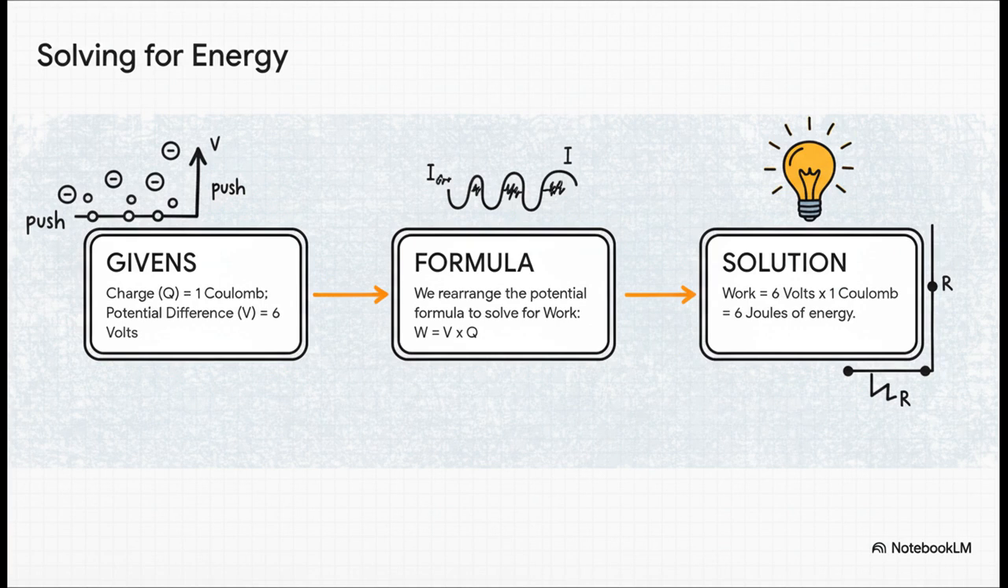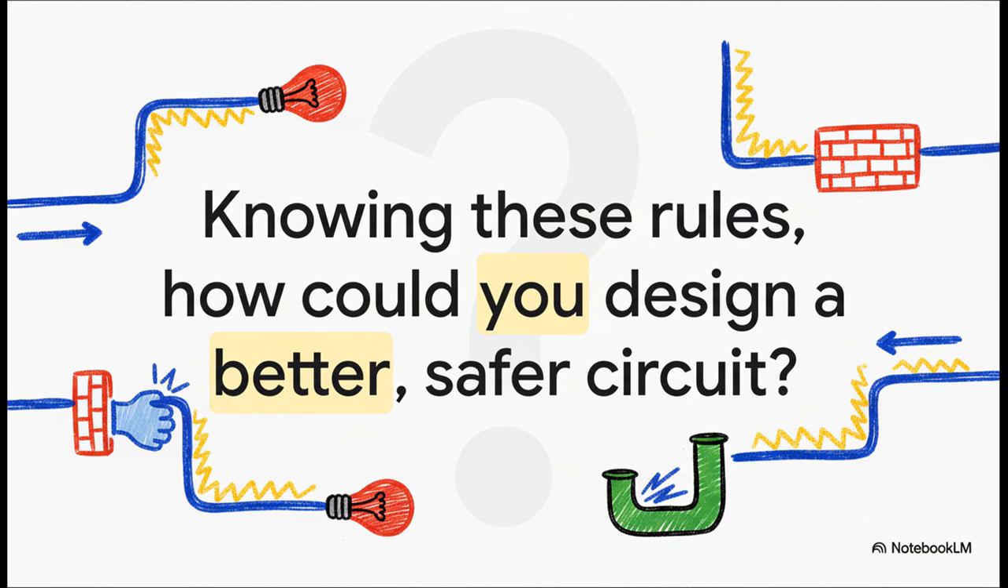See? Simple as that. So at the end of the day, understanding this relationship between voltage, current, and resistance gives you the power to predict and control electricity. These aren't just abstract rules, they're the actual tools for innovation. So I'll leave you with this final thought. Now that you know these fundamental principles, what choices would you make to design a better, safer, or more efficient circuit for the future?